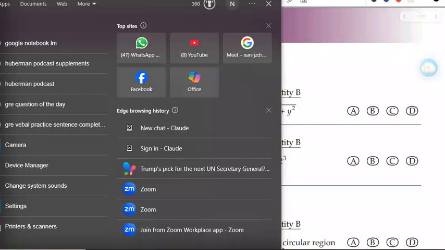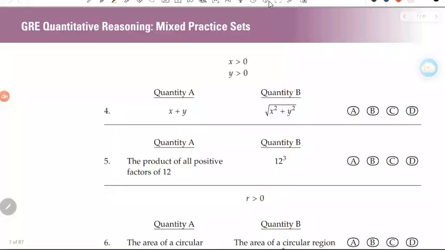Did you try smaller numbers? Like, did you try 0.1 and 0.1? 0.1 plus 0.1 is 0.2. So if you square them, what will it be?